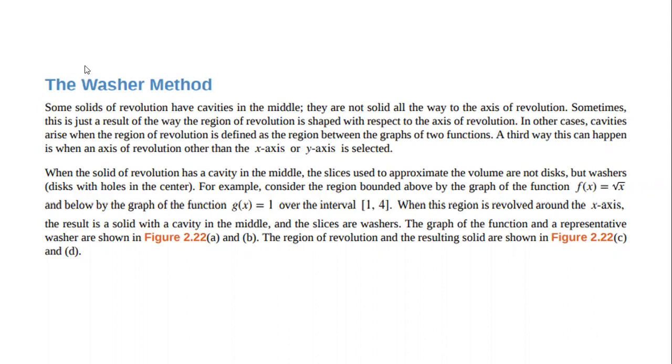Some solids of revolution have cavities in the middle. So if there is a cavity, and there are two functions, let us say f of x and g of x, both functions will vary from one point to another. So for this we use the washer method.